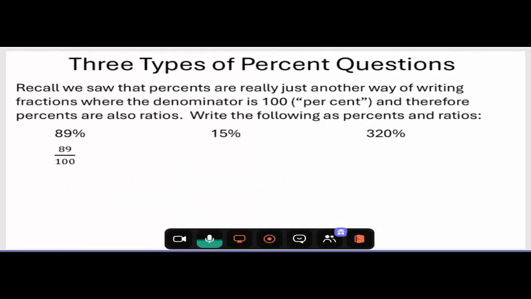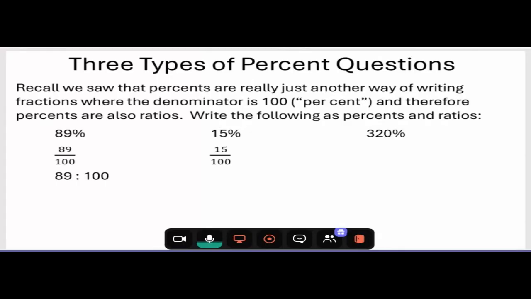Okay, probably should have given slightly better instructions there, I'm realizing, because I didn't specify whether they should be reduced fractions and ratios or not. I think we probably will reduce them. We generally do. So 89% is 89 out of 100 as a fraction. And as a ratio, that means 89 to 100, like so.